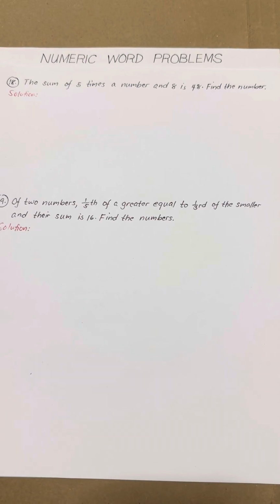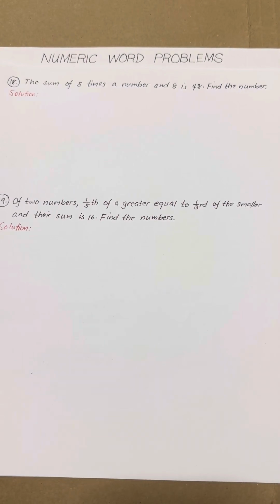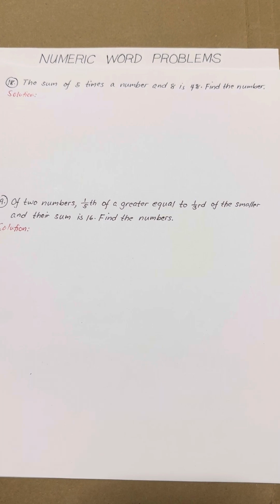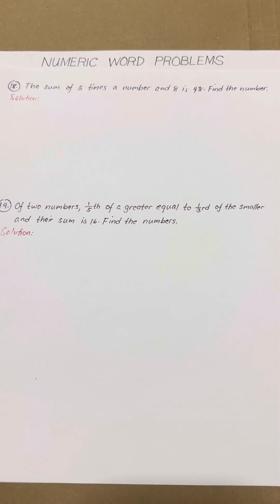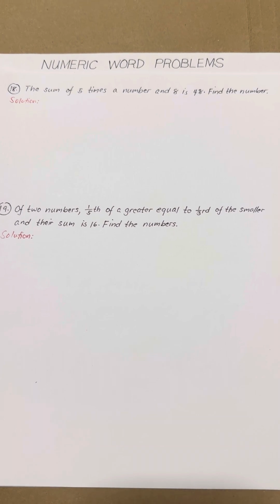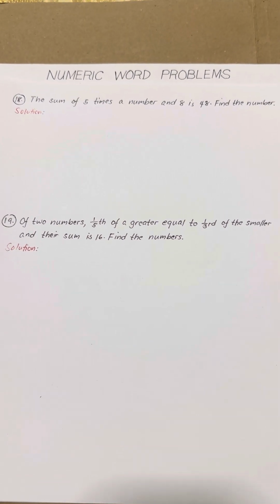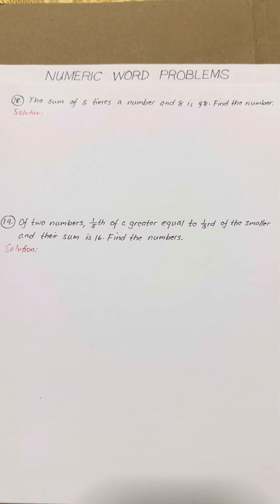Let's continue our discussion on our topic, numeric word problems, or number-based word problems, or simply called number problems. There are a lot of variations, which is why we have so many examples. We are now at number 18. The problem says: the sum of 5 times a number and 8 is 48.